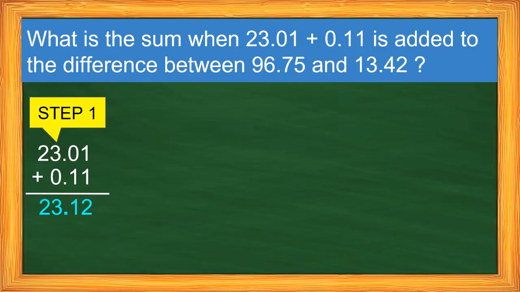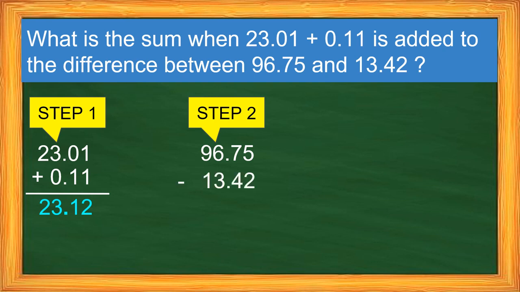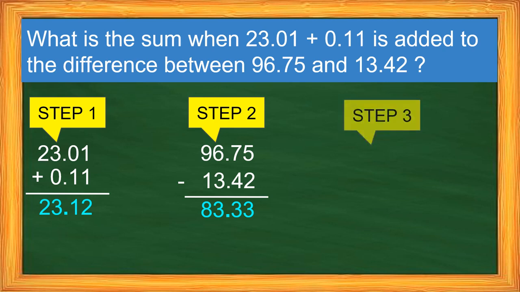And then, the next one will be yung difference ng dalawa. So, that would be 96.75 minus 13.42. Okay? And then, be sure na sa sagot, nandun din ang decimal point. So, ang sagot lang natin dito is 83 and 33 hundredths. Now, the last step is add mo na yung dalawa. Kasi ang hanap is the sum of the results of the two operations. Diba? So, add natin yung 23 and 12 hundredths at saka 83 and 33 hundredths.